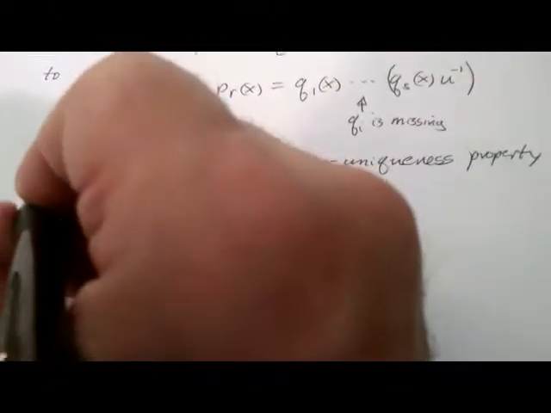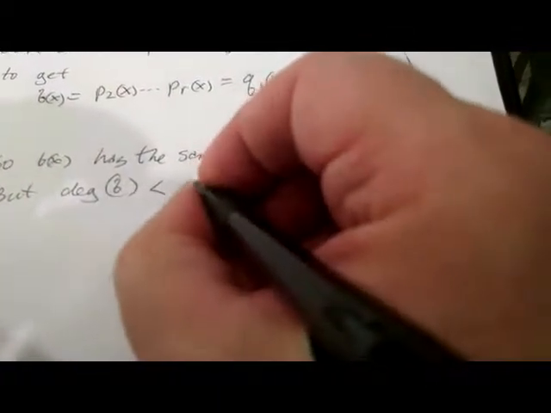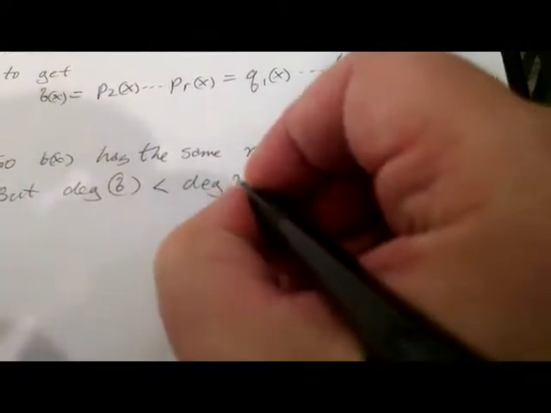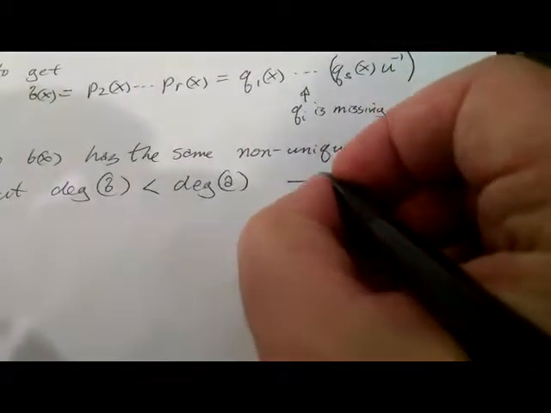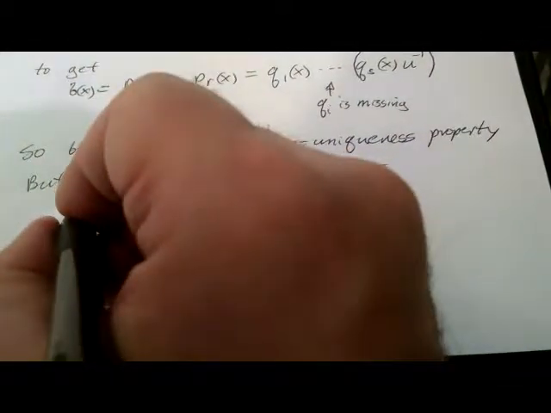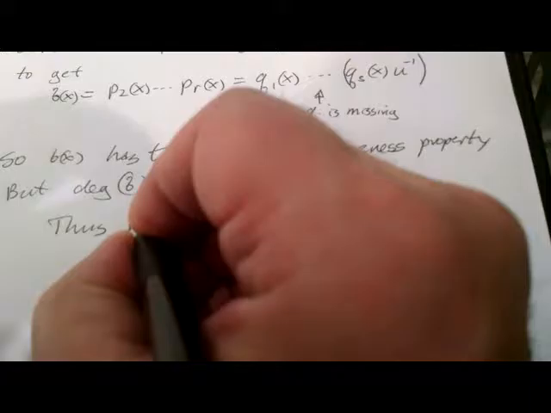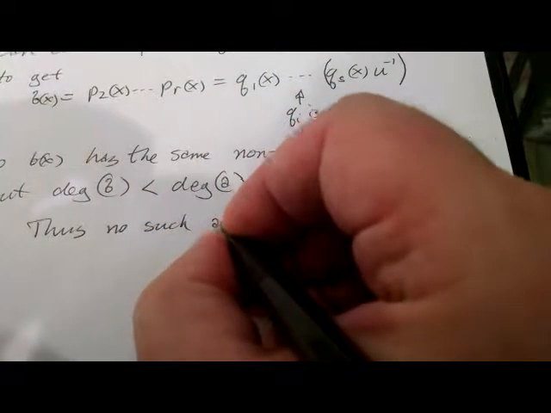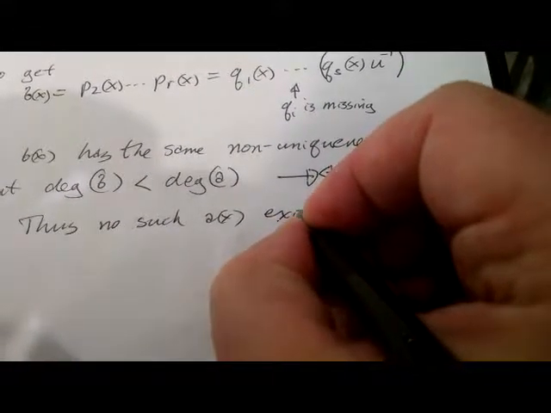So we found a new polynomial with the same property, but the degree of b is strictly less than the degree of a, because we've canceled out this P1. And that's a contradiction. Thus, no such a of x exists, and factorization is unique.